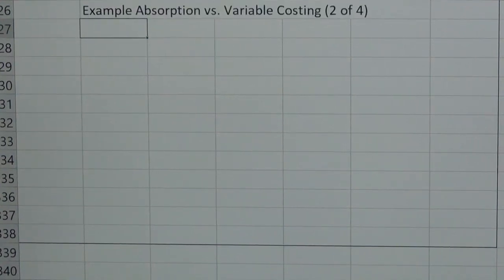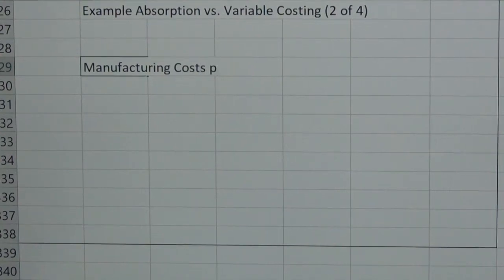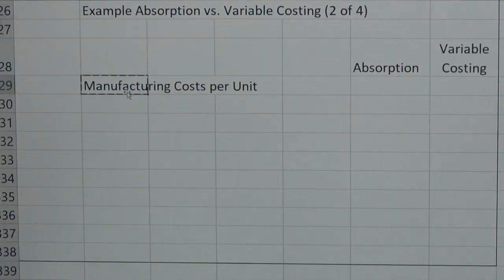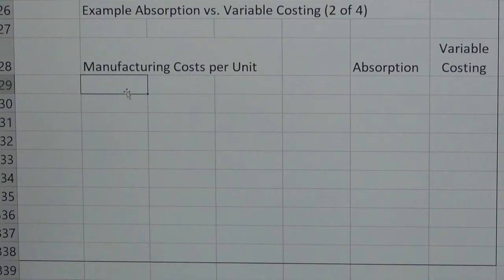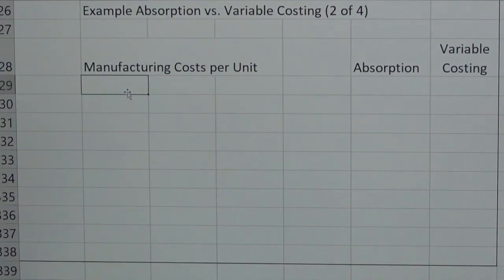Given that information, we're going to look at the example of absorption versus variable. This is going to be the second part, 2 of 4. We're going to plot out our manufacturing costs per unit, and we're going to look at it from two perspectives: absorption and variable costing. Let's go ahead and put that up here. Okay, so we have manufacturing cost per unit, absorption, and variable costs.